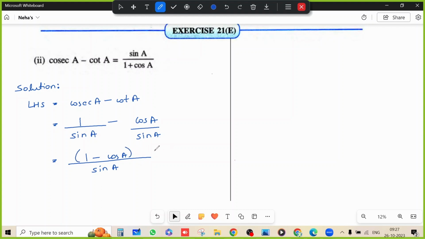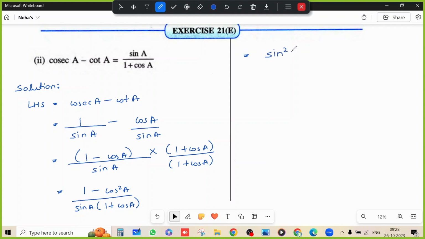Now here if you will observe, we want 1 plus cos A in the denominator in the right hand side. So we will multiply both the numerator and denominator by 1 plus cos A. So the numerator now becomes 1 minus cos square A. This is because the numerator was here in the form of A minus B into A plus B, which is equal to A square minus B square. So it would become 1 minus cos square A, and the denominator will become sin A into 1 plus cos A. Now we know that 1 minus cos square A is equal to sin square A by the trigonometric identity that sin square theta plus cos square theta is equal to 1.